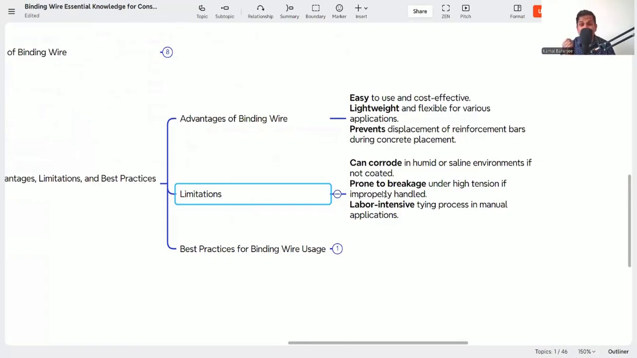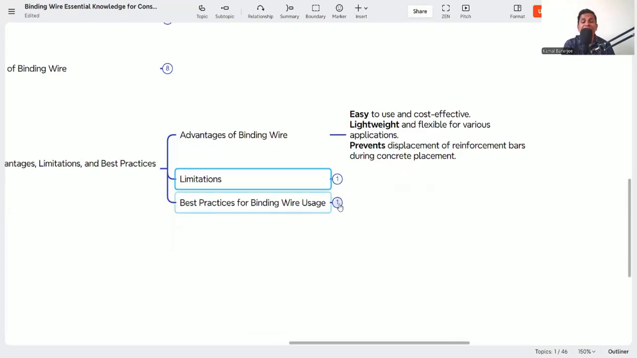The way you treat the reinforcement, the same way you need to treat the binding wire also, because if you treat your reinforcement but not the binding wire, it will be the weak spot, and from the weak spot the corrosion will start. Then it is prone to breakage under high tension if improperly handled, and it is labor intensive and time consuming in manual applications, but nowadays mechanical application is also used.